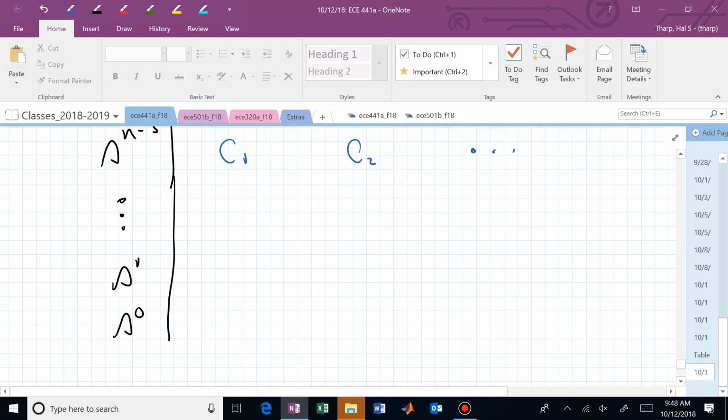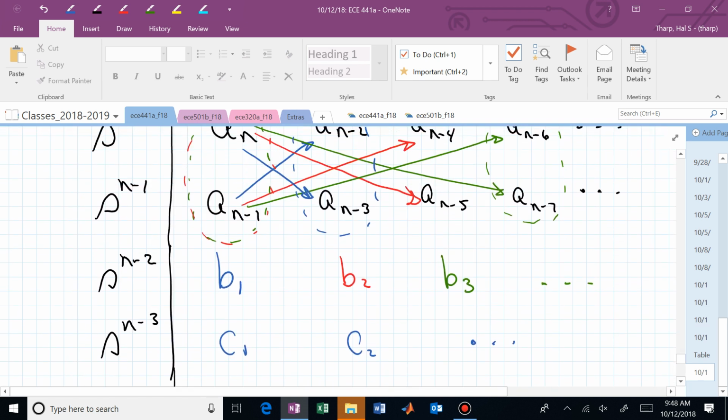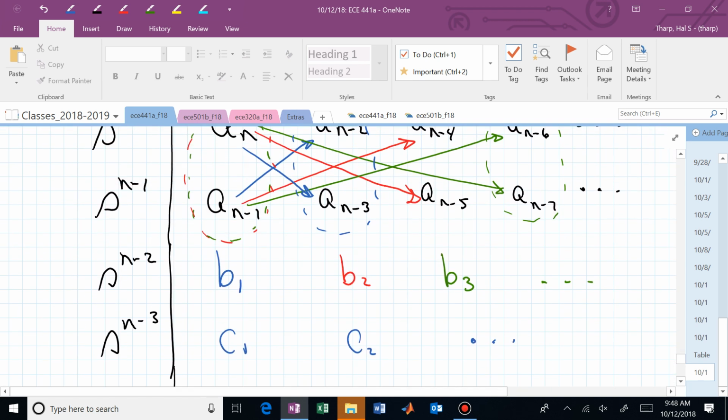How do I build the C's? C's, I use the 2 rows above and 1 column to the right. I'm always focusing on the leftmost column. So now I have B1 times a sub n minus 3 minus B2 times a sub n minus 1 divided by B sub 1.